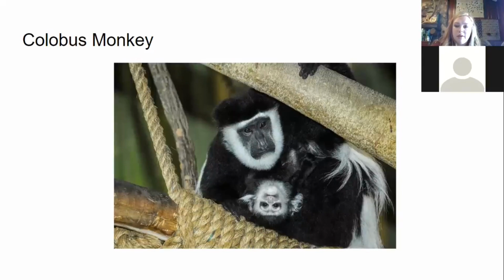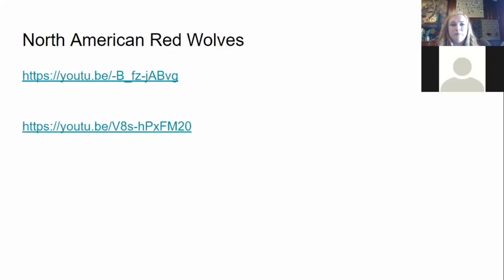However, in different facilities, the size of the exhibit can also help determine how many animals you have. So at this time, it's not recommended that we breed our colobus monkeys, but if for some reason something happens and the captive population or even the wild population show that the monkeys that we have should need to increase population or reproduce, then we could take measures to help that happen.